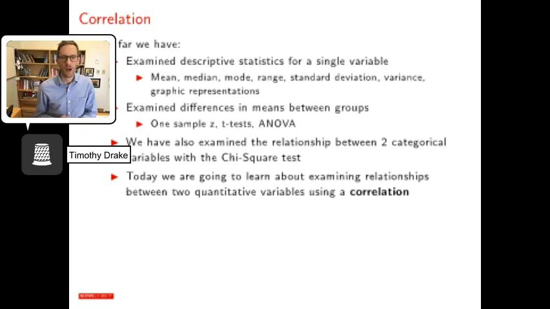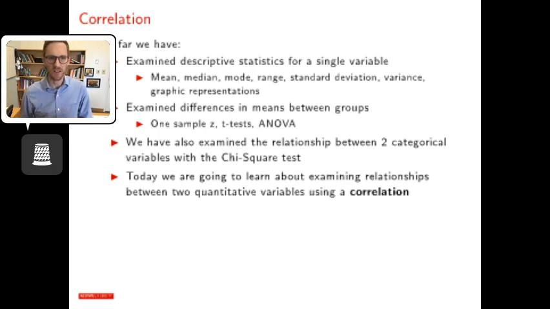All right, this is just a slide that brings us up to speed in talking about correlation. So far we've examined descriptive statistics for a single variable. And if you remember, those were our measures of central tendency and our measures of spread or variation. And then we did some graphical representations around that.